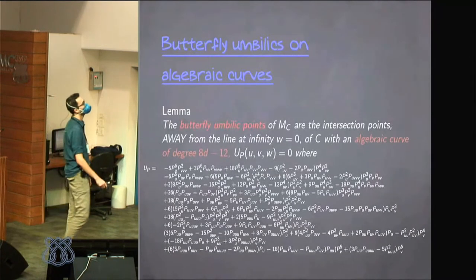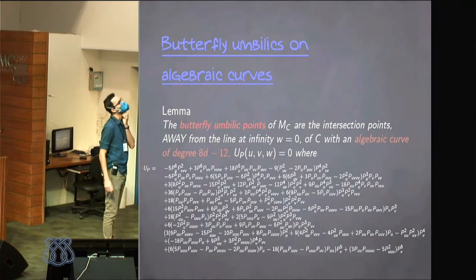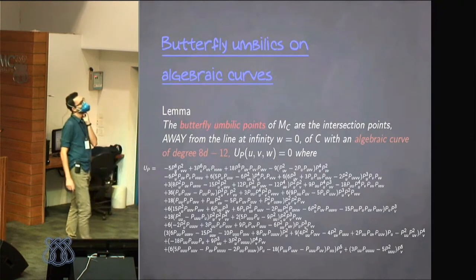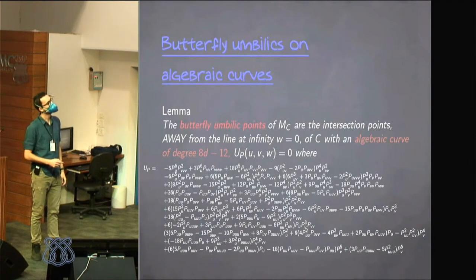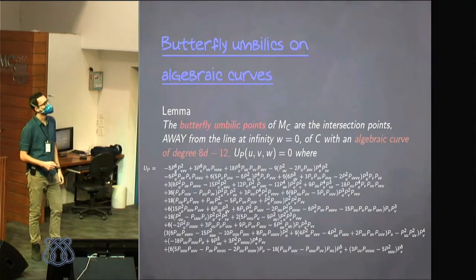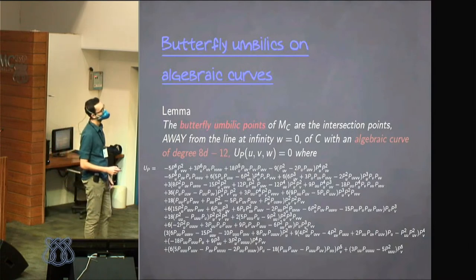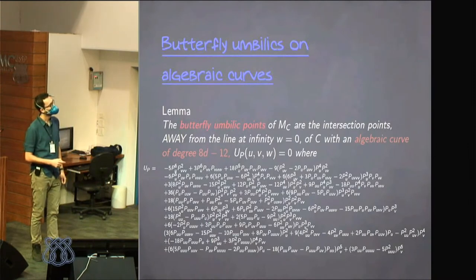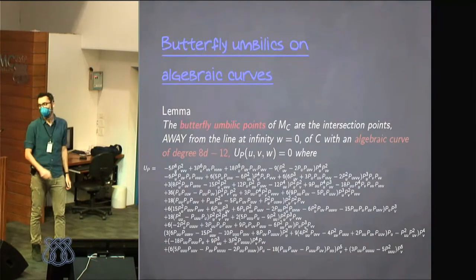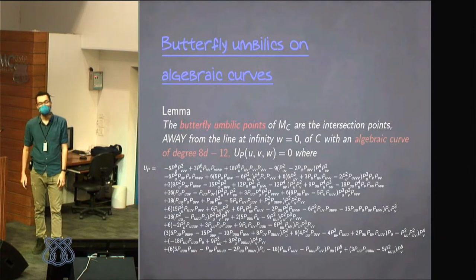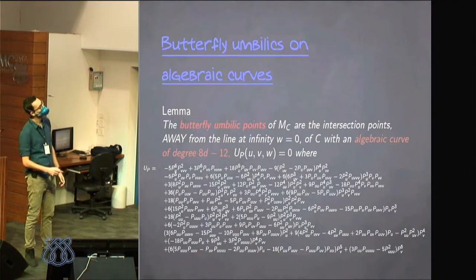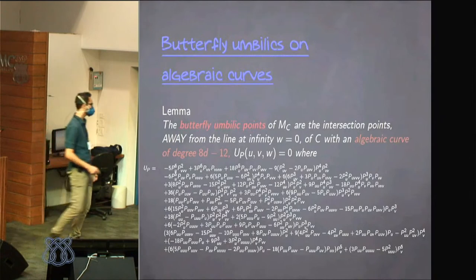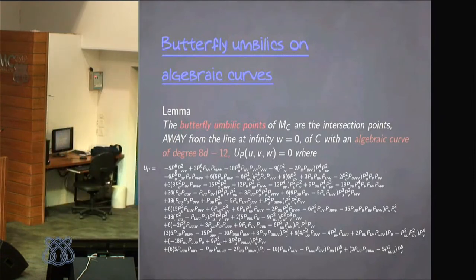So we now obtain our lemma. The butterfly umbilical points in our surface are the intersection points with the curve C, one algebraic curve of degree 8d minus 12, away from the line at infinity. Okay? And this is the algebraic curve with which we detect butterfly umbilical points. The idea is like that.